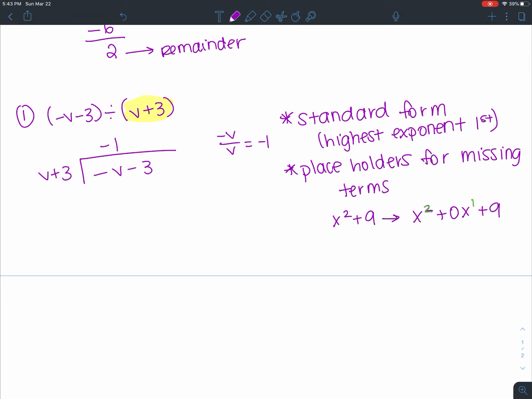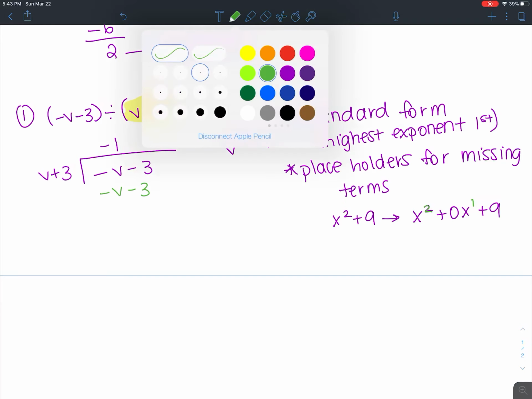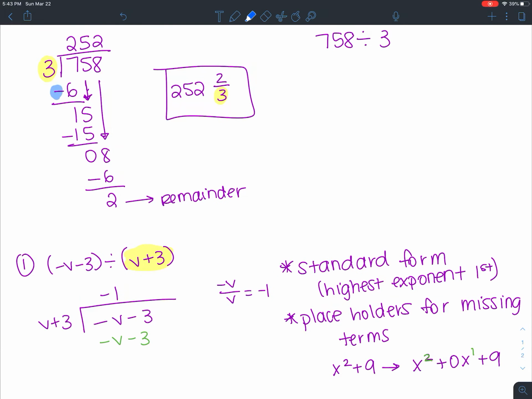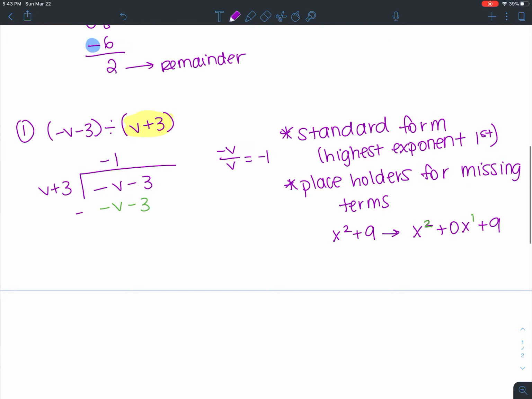Now, I'm going to multiply negative 1 times both terms. So that becomes negative v and negative 3 because it's negative 1 times the whole thing. And then just like what we did up above, we subtracted each time. I'm going to do that same thing. So I'm going to subtract this whole thing. Well, luckily, it's identical, so there's no remainder. So my answer is just negative 1.